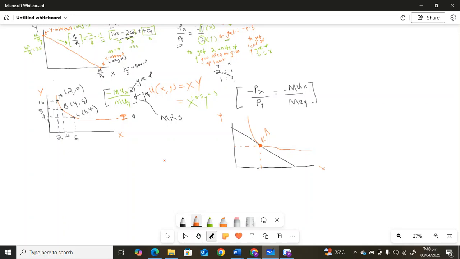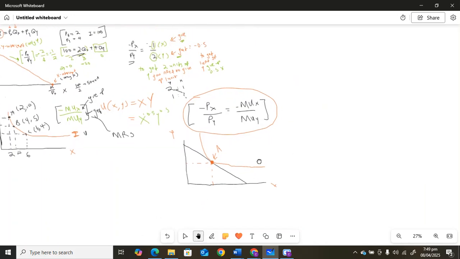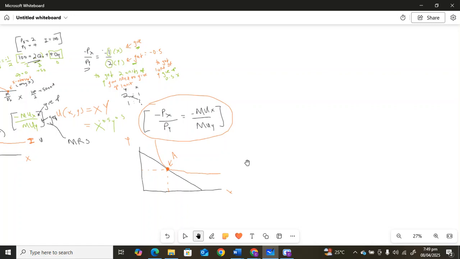Okay, so now we're going to illustrate this same law here. I'm going to give an example.